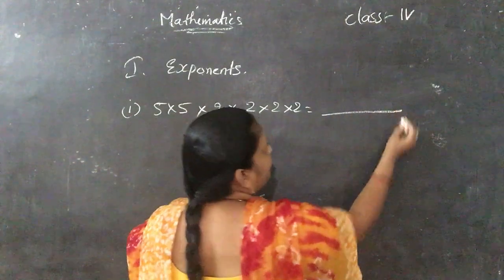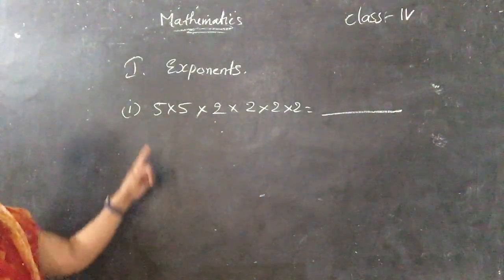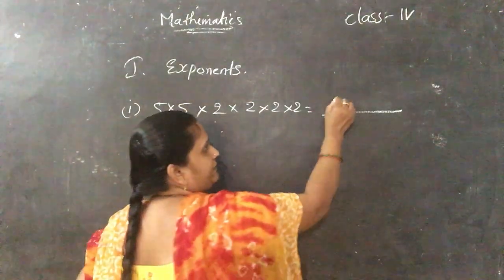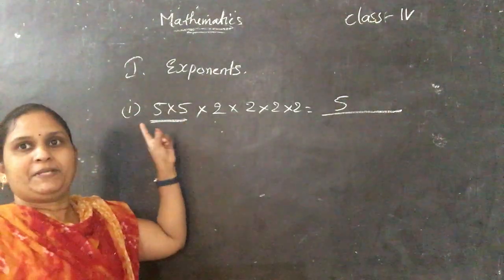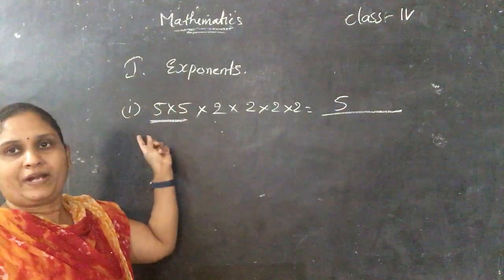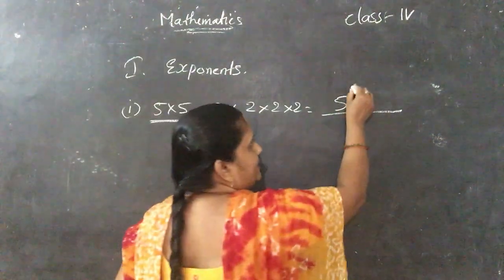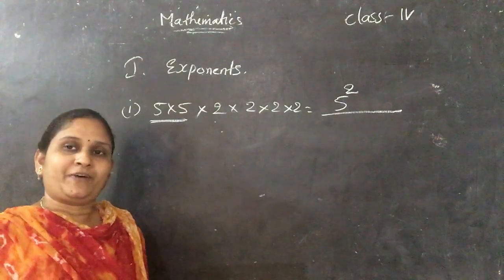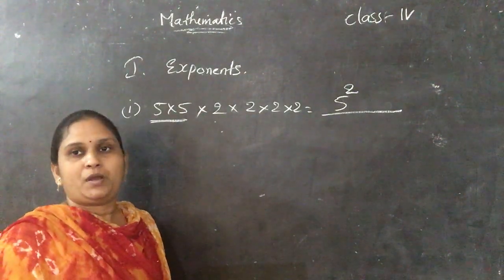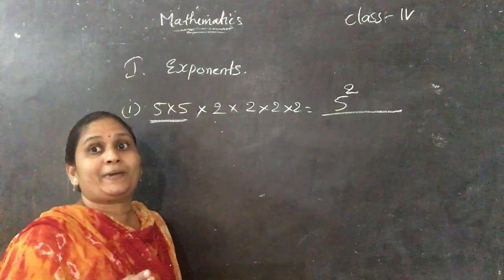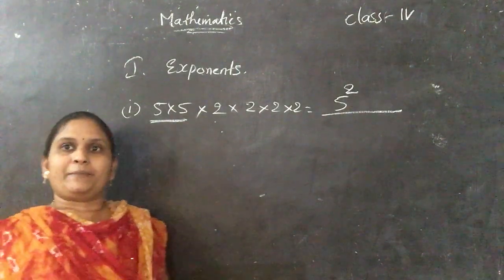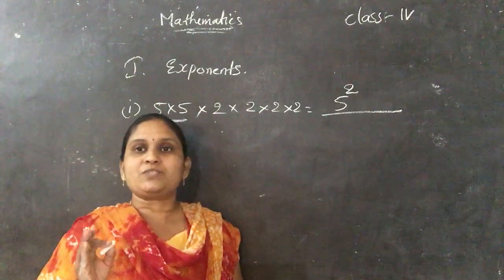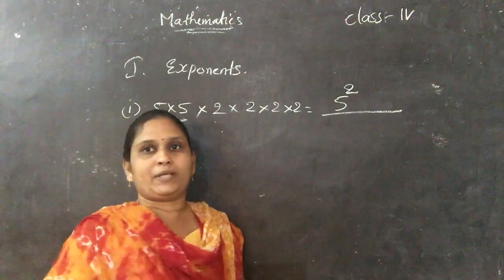How do we write this in exponent form? Which number has repeated first? 5. I am writing 5. How many times is it repeated? 2 times. So 5 as the base and 2 as the exponent. How do we read this? 5 to the power of 2, or you can read it as 5 square. Square means 2. So 5 square means 5 repeated 2 times.